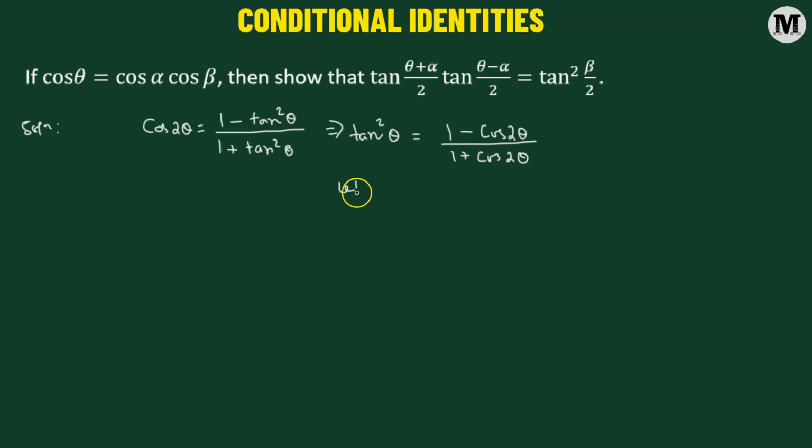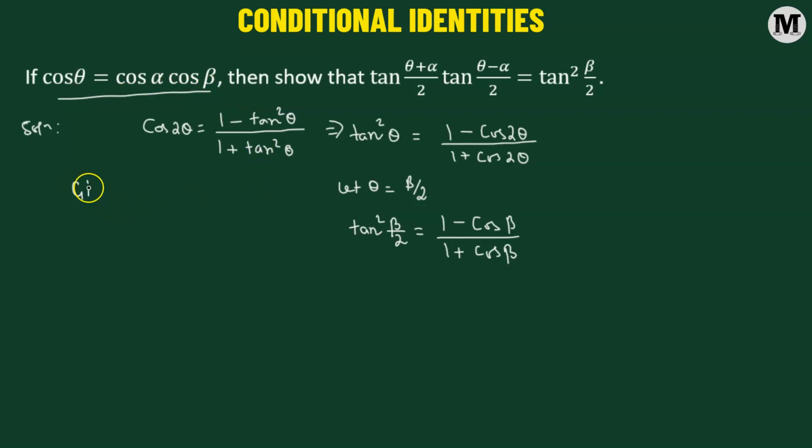Now here, let us assume that theta equals beta over 2. So if theta equals beta over 2, then tangent squared beta over 2 will be equal to 1 minus cosine of 2 theta. So 2 theta becomes beta. And the denominator, we have 1 plus cosine of angle beta. Now, we'll use this particular relationship.